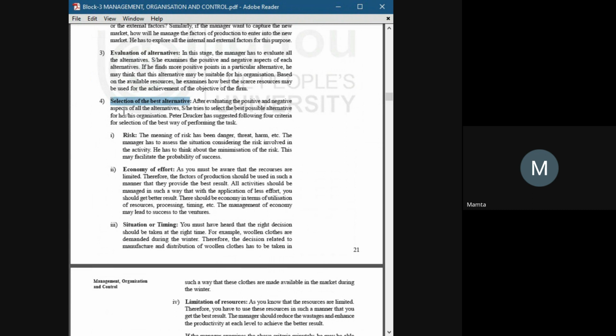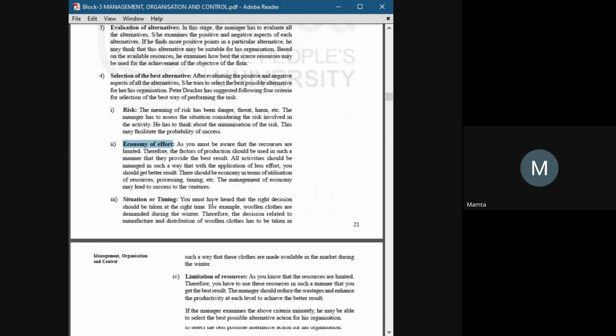While selecting the alternative, we need to think about these things, like risk. How much risk are we taking by selecting that particular alternative, how much risk is involved in that solution. Economy of effort: there should be economy in terms of utilization of resources, processing, and timing. Situation or timing: is it suitable for the situation, or is it suitable for the timing?